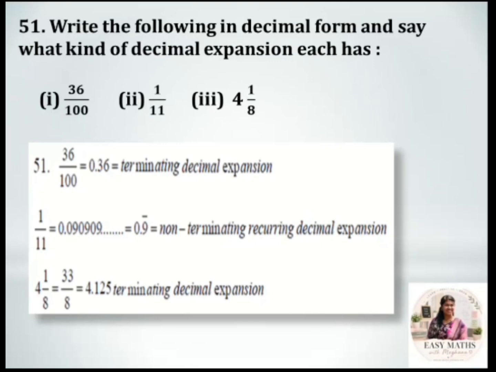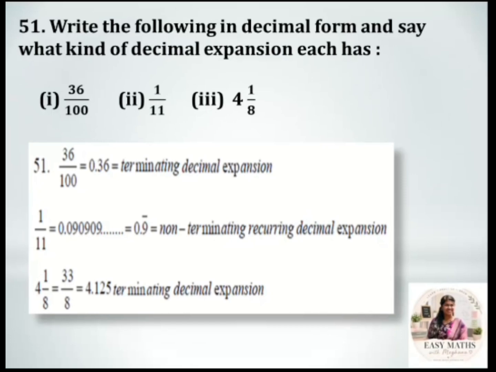Here in this case, 36 divided by 100, if you divide 36 by 100, you will get 0.36 as the answer. So this is the terminating decimal expansion. In this first case, you will get remainder as 0. Second question, 1 divided by 11, if you divide, you will get 0.0909. The number will be repeating. So it is non-terminating recurring decimal expansion.